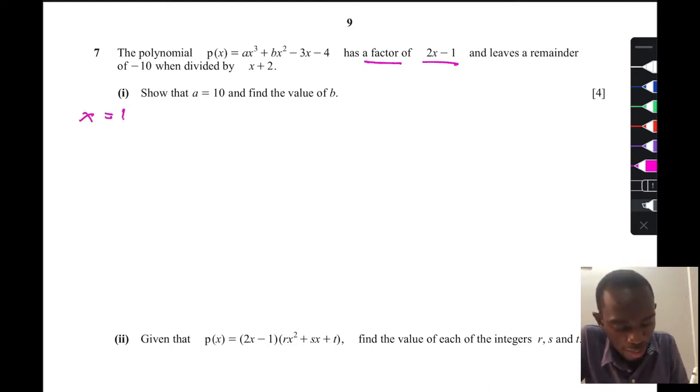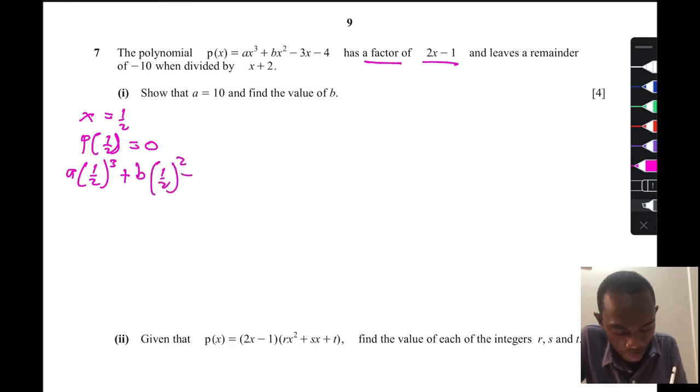So we know that x equals half. Therefore, p of half will be equal to 0. So we have a into bracket half to the power 3 plus b into bracket half squared minus 3 into bracket half minus 4. Everything should give us 0.